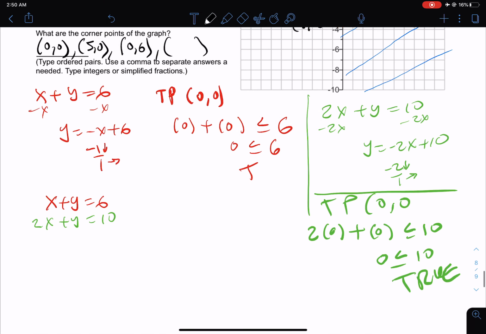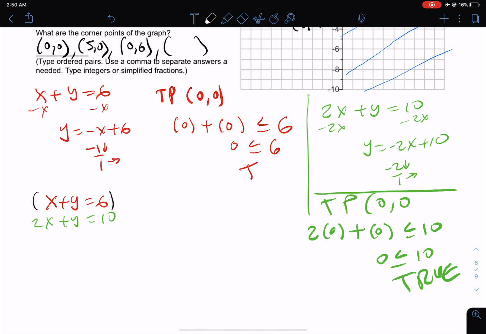I guess since I have it written like this, I'm going to multiply the red by negative 2. I'm about ready to sneeze. Can I hold it off or not? I don't know. Distribute the negative 2. So we got negative 2x minus 2y. Don't forget to multiply the right side by negative 2 also. That's a common mistake. Negative 12. And then I'm just going to copy down this in green: 2x plus y equals 10.